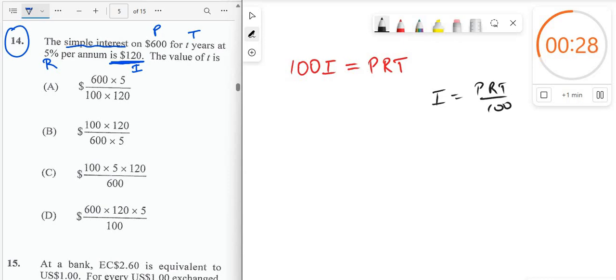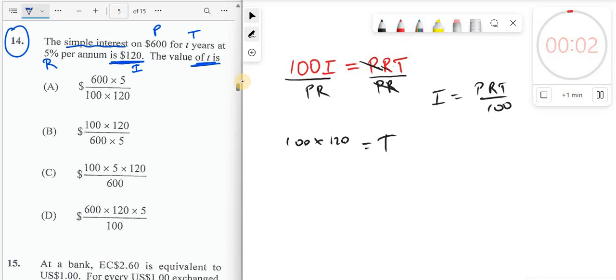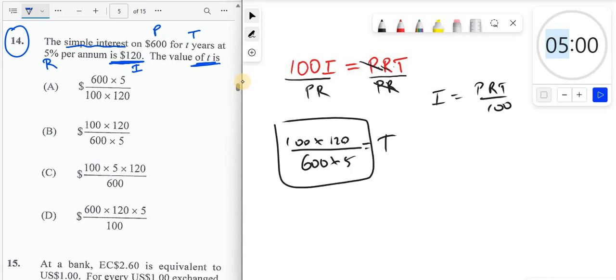But in this case, we want to find T, right? What's the value of T? So we have to get rid of the PR. Because they're all multiplying, to remove P and R we use division, the reverse of multiplication. We do that to both sides. So PR gets cancelled. T is equal to 100 times the I, which is the interest of 120, over P, which is 600, times R, which is 5. And that solution is B.